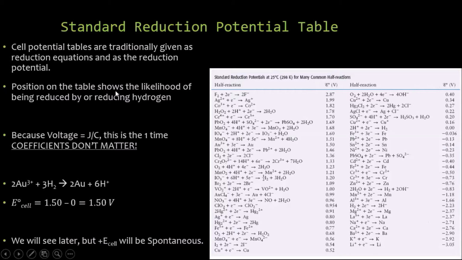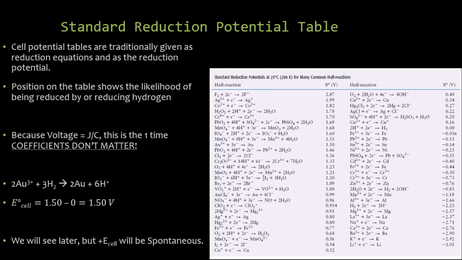So the position on the table shows the likelihood of being reduced by or reducing hydrogen. Everything above hydrogen is going to be reduced by hydrogen. Everything below hydrogen on this table is going to reduce hydrogen. So the guy higher up on the table is going to react as written. The guy lower on the table is going to react opposite as written.